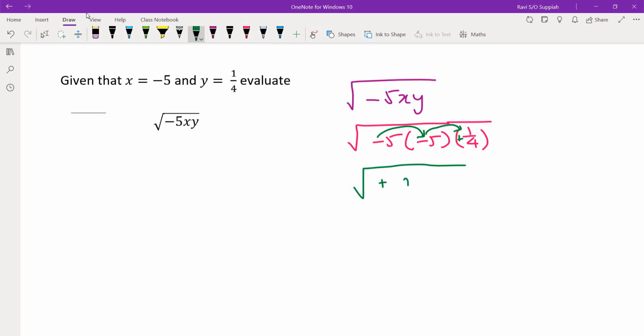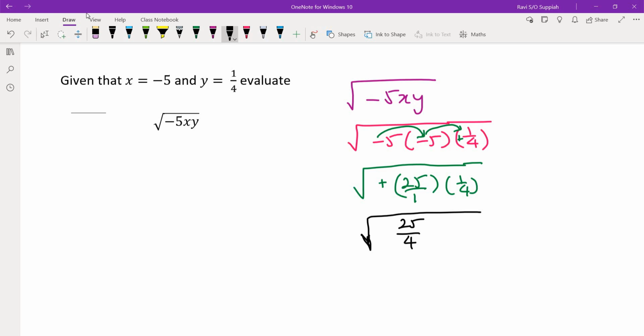And 5 times 5 is 25, and then you have 1 quarter. So 25 into 1 quarter. You can write this as a fraction, so 25 over 1. That means effectively you have numerator times numerator, which is 25, and 1 times 4, which is 4. So that is the square root of 25 over 4.